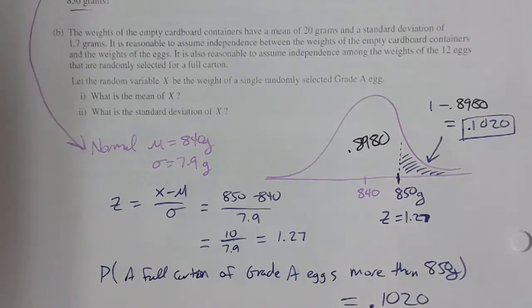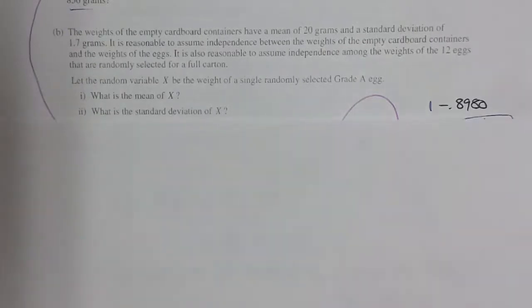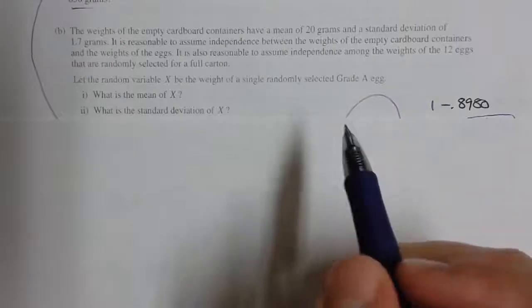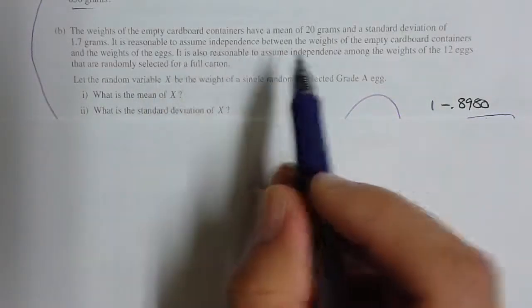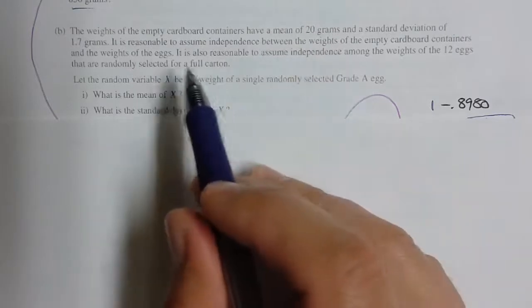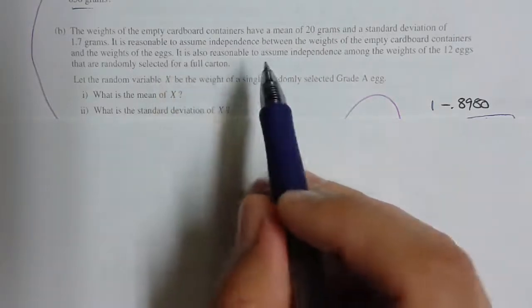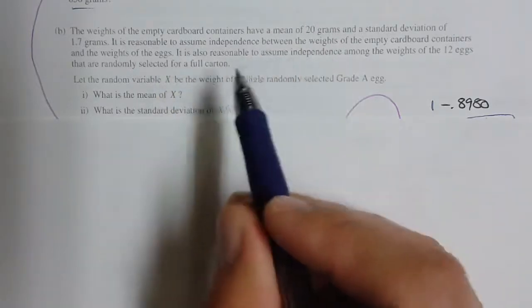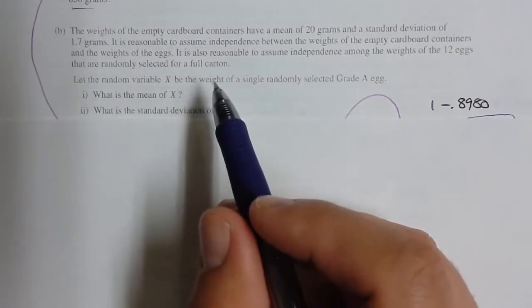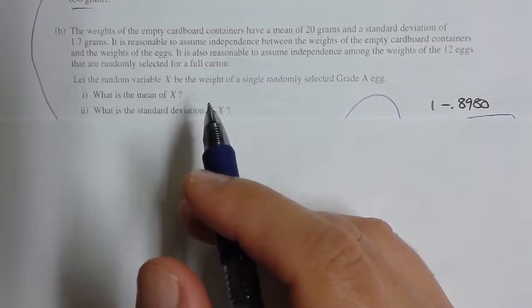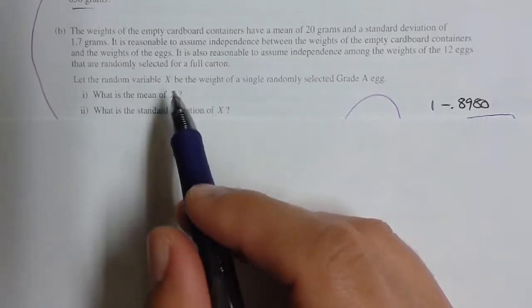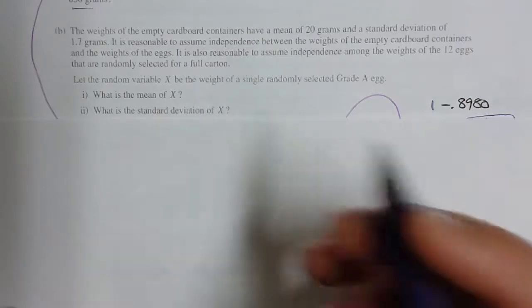So it says the weights of the empty cardboard containers have a mean of 20 grams and a standard deviation of 1.7. It is reasonable to assume independence between the weights of the empty cardboard containers and the weights of the eggs. It's also reasonable to assume independence among the weights of the 12 eggs that are randomly selected for a full carton. And let X represent the weight of a single randomly selected egg. And it's asking us two parts. What's the mean of X? What's the standard deviation of X?